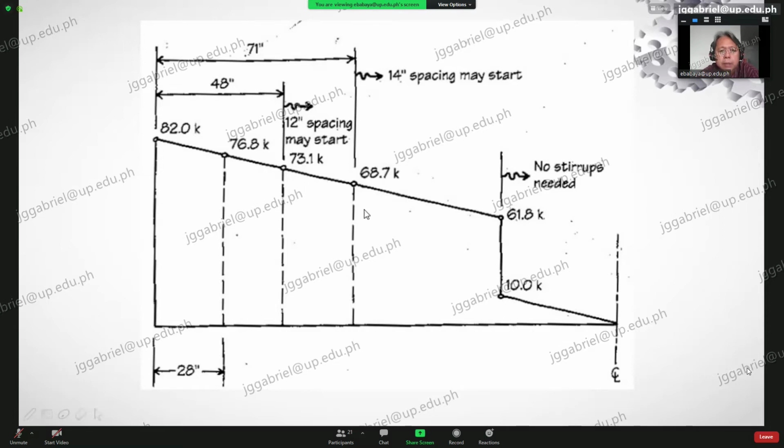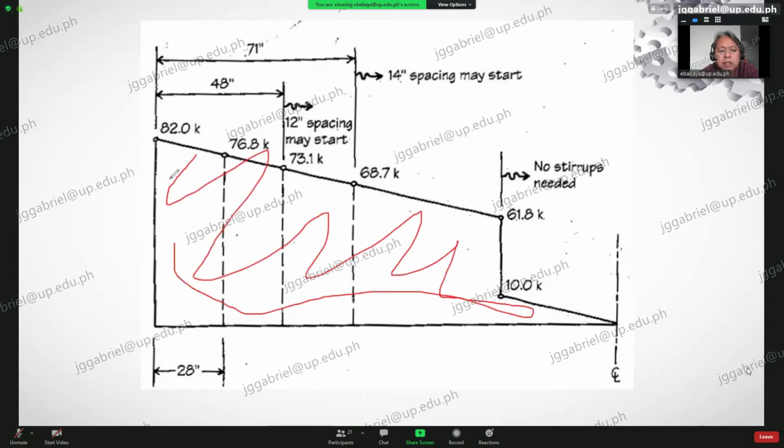Okay. This is half of the shear diagram. Ito yung pinakita ko kanina na, let's say, on the left part. Okay. So, this is it. No? Let me draw. Ito yung part na ito yung shear. No? Positive shear ito. Okay. That's positive shear.